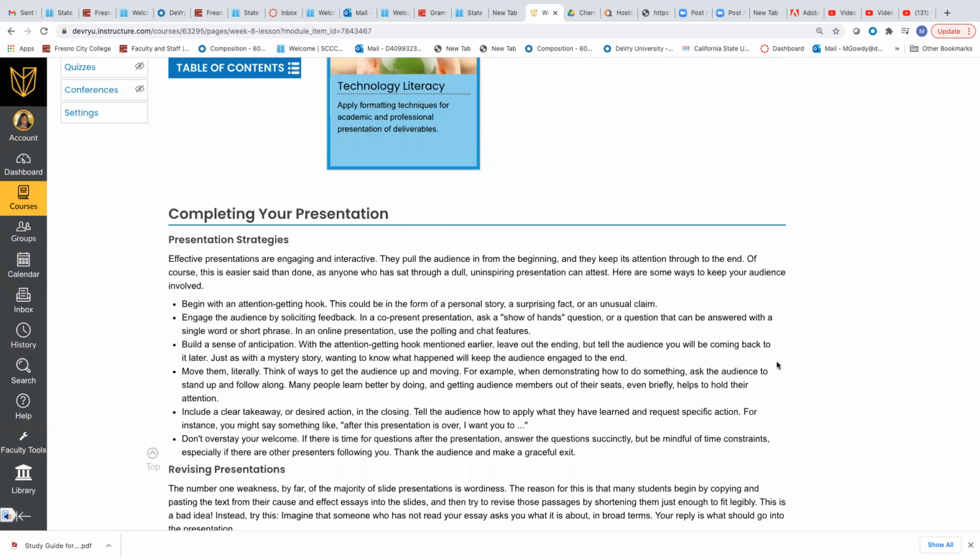Practice a beginning and an ending that can be said without using your notes, so you may start strong and finish strong. Begin with an attention-getting hook. This could be in the form of a personal story, a surprising fact, or an unusual claim.